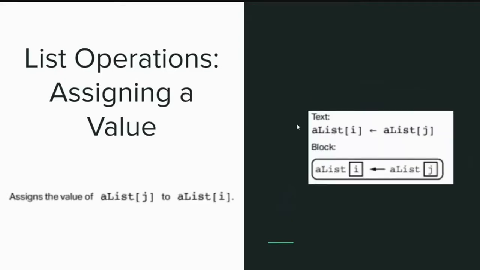Here's where you have the A list J. Like take the third thing in J. If J was 3, take the third thing and make that the fourth thing in A list, right? So those are both from the same list. You're saying take whatever position J is and make the same thing in position I.